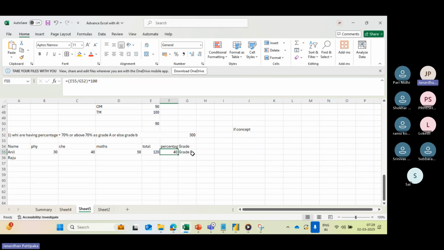Now let us do this for Raju. I'm thinking that for him the marks are, suppose, 80. In physics he's getting 85.